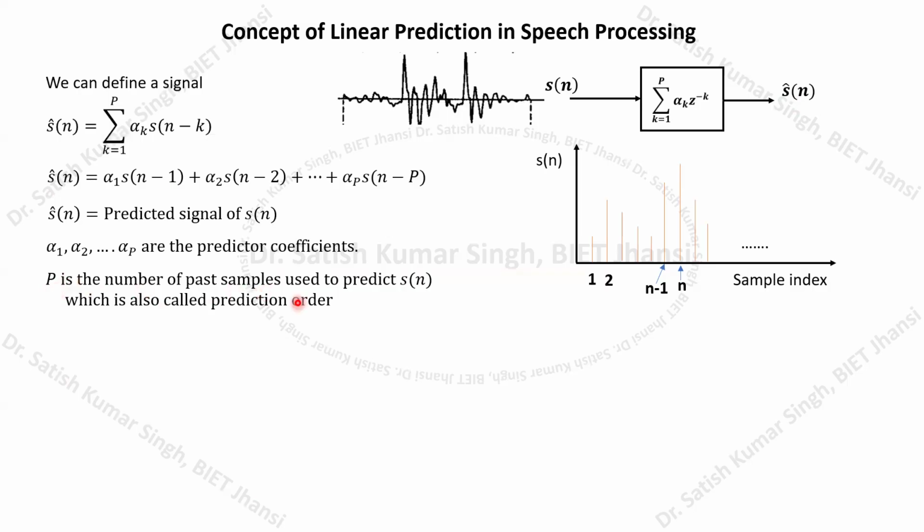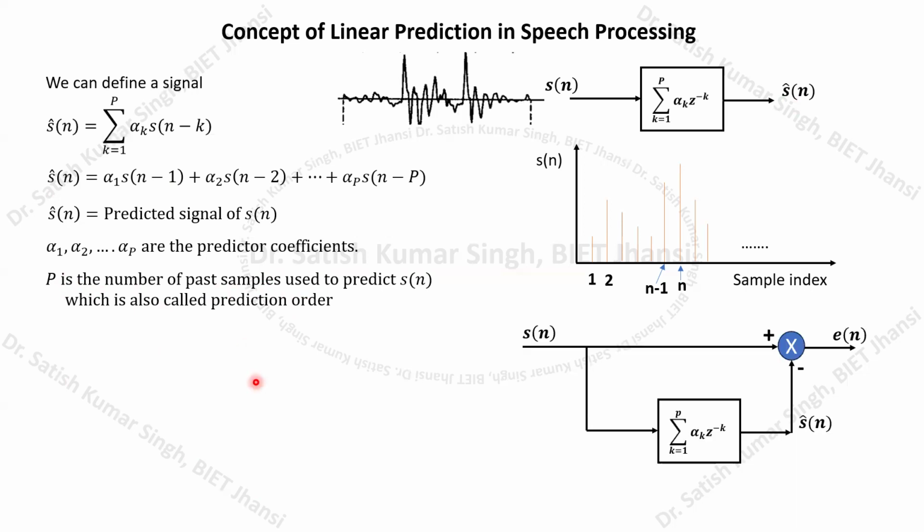Here this P is the number of past samples used to predict the Sn, which is called the prediction order, as I have already explained before. Now try to consider this system: how can these predictor coefficients be evaluated? For that we can design a system like this. First of all, we have this predictor, and the signal passes through it. The output of the predictor is s cap n, and then we subtract this predicted signal from the present sample Sn.